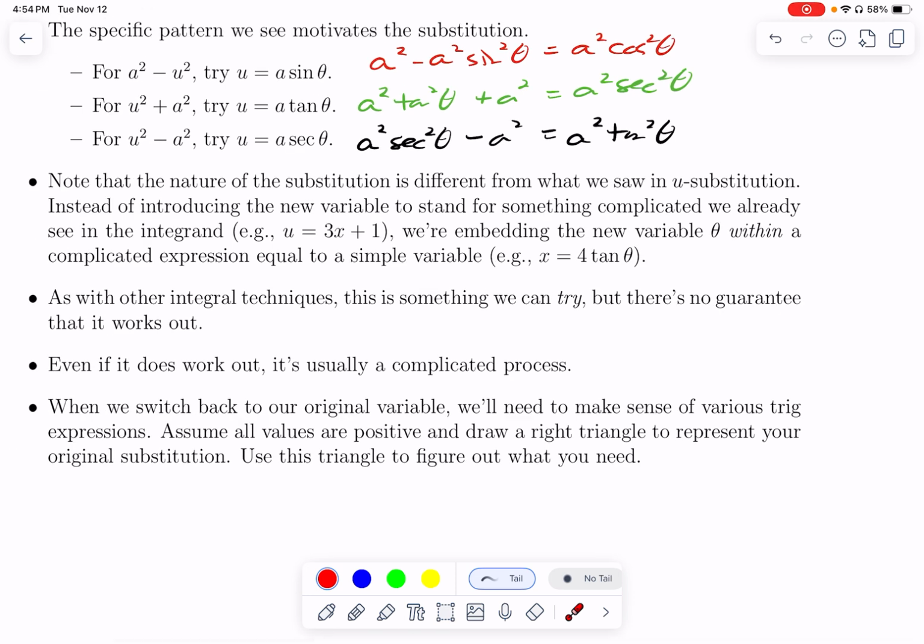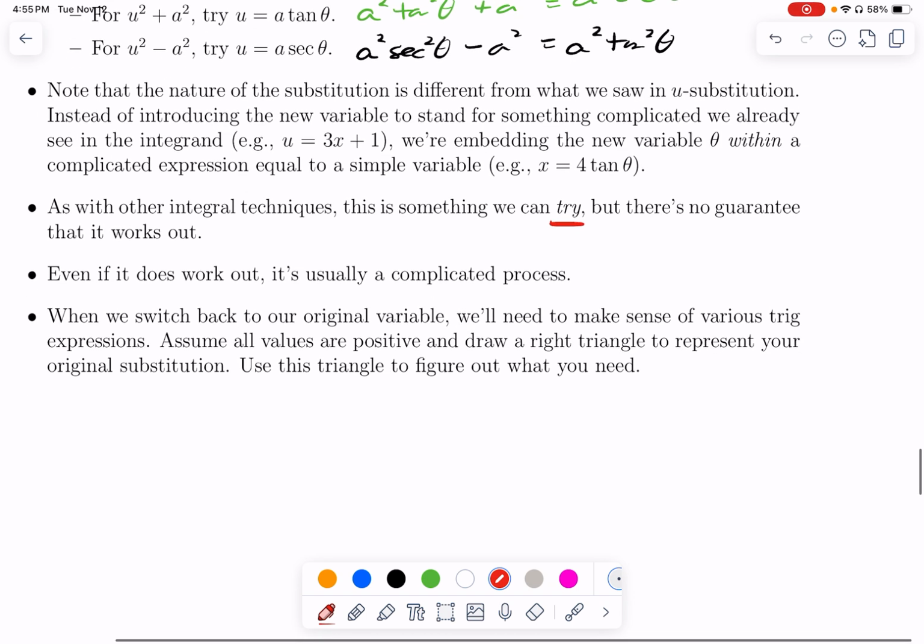As with other techniques like U substitution or integration by parts, this is something we can try, but there's no guarantee it'll work out. Maybe things will not cancel in a way that is helpful. Maybe we will not get a trigonometric integral that we know. And even if it does work out, as we saw in this very first example, it's complicated. But it's possible, right? And it motivates a lot of what's in tables that people will eventually look up.